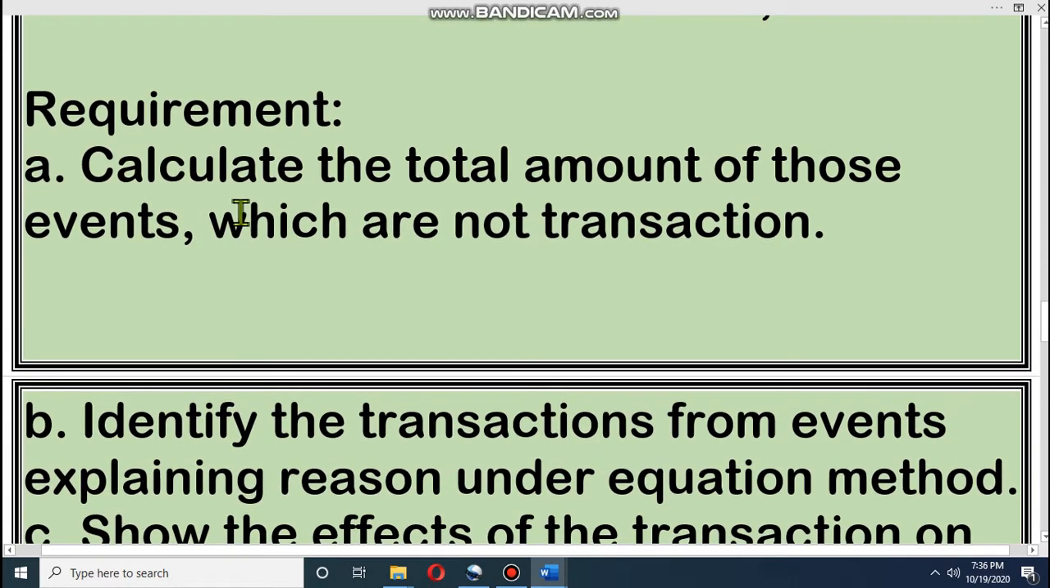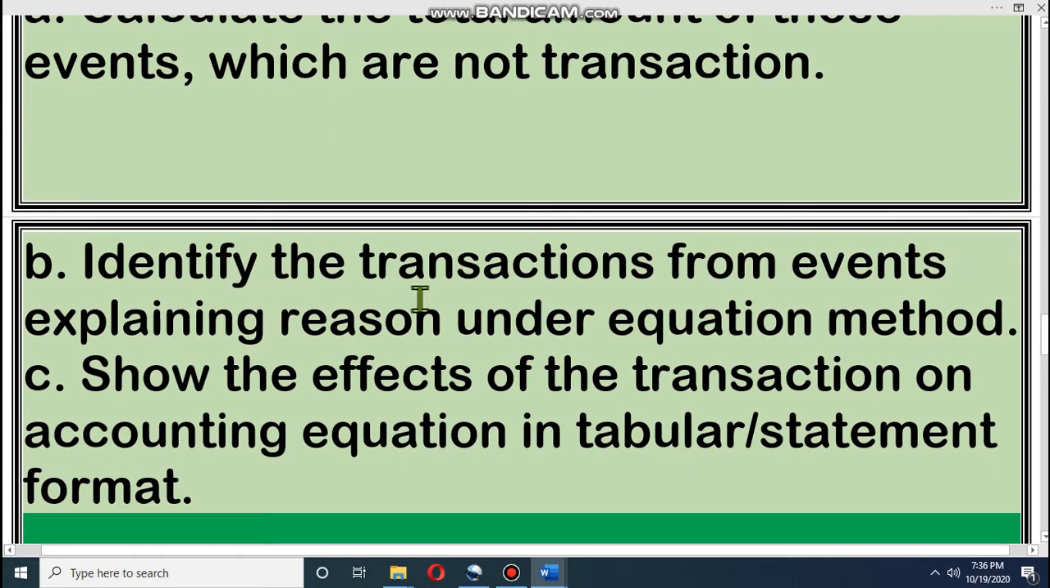Our requirement is to calculate the total amount of those events which are not transaction, identify the transaction from event, explain the reason under equation method, and show the effect of the transaction on accounting equation in tabular or statement format. Dear student, these types of requirement may come in the exam. Let's see how we will solve this problem.